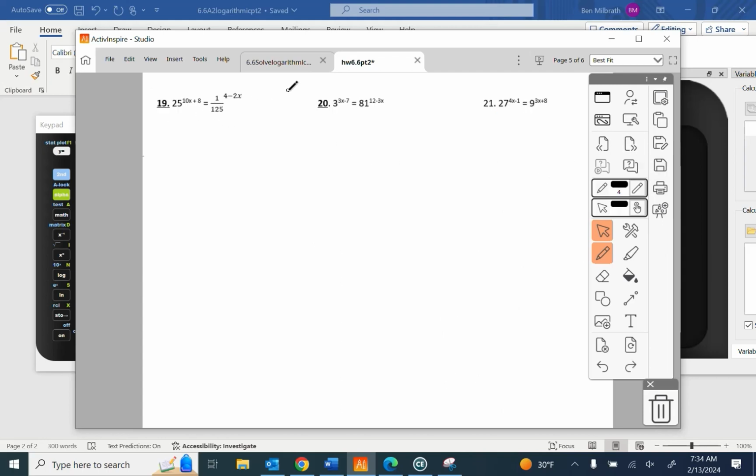2 more, and both these have common bases. 25 is 5 squared. Still got 10x plus 8 in the exponential space. 1/25 would be 1 over 5 cubed, so it's 5 to the negative third power. And you have 4 minus 2x in the exponential space. The distributive property kicks in.